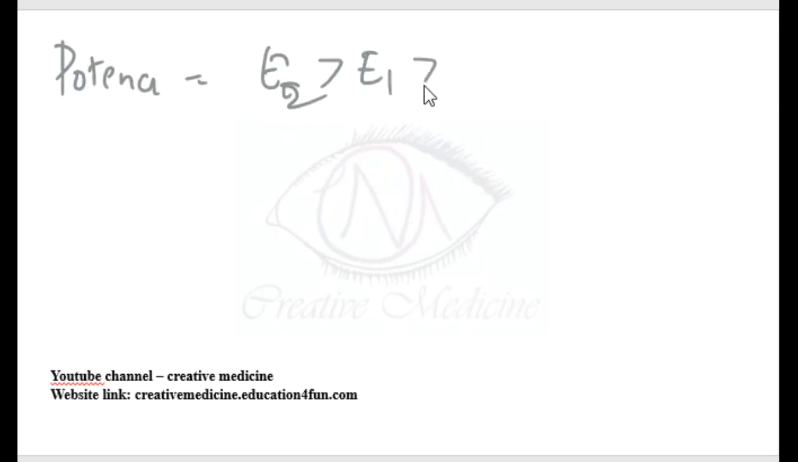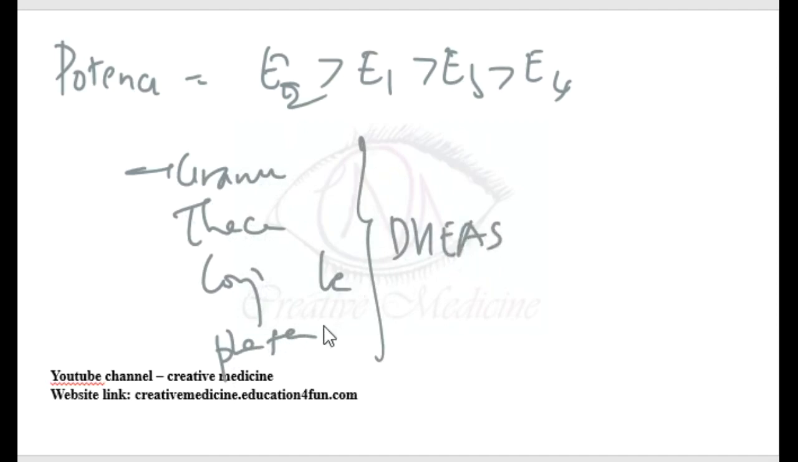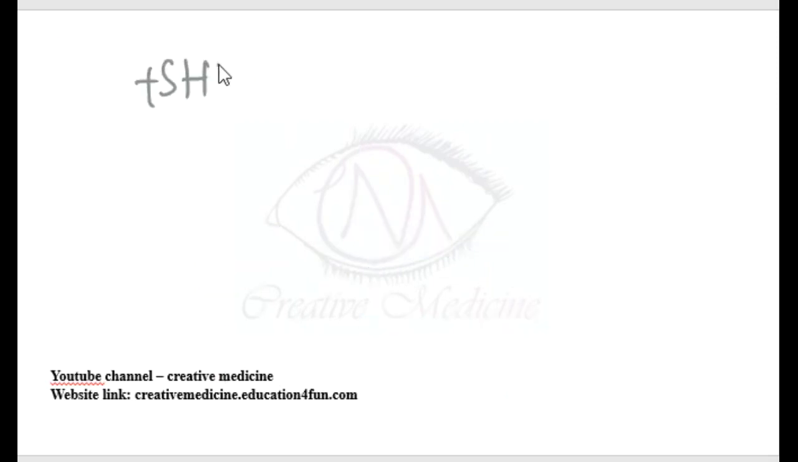E4. Sources of estrogen include granulosa cells, theca cells, corpus luteum, and placenta. These will use fetal dehydroepiandrosterone sulfate. Estrogen binds to sex hormone binding globulin mainly. It also binds to albumin.